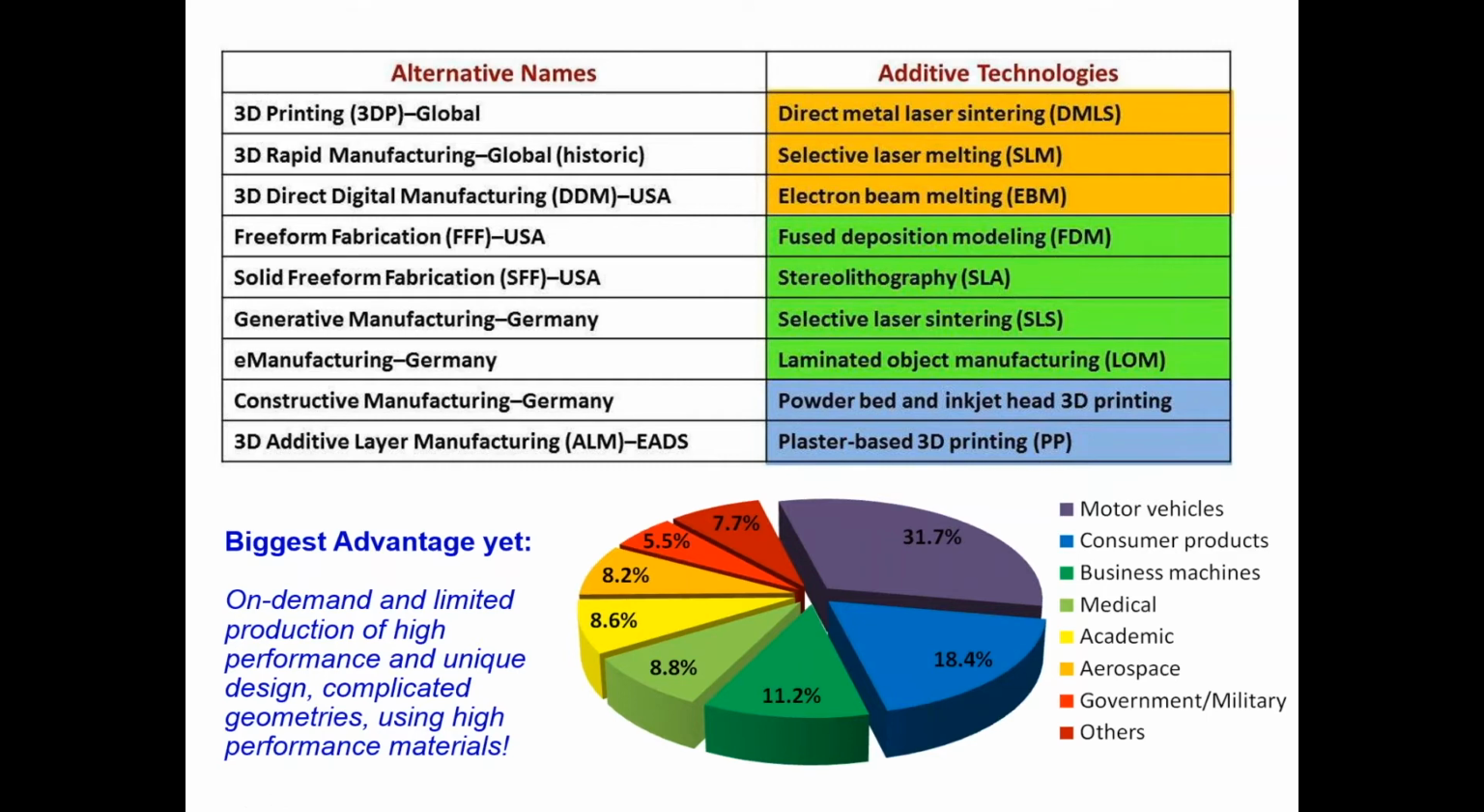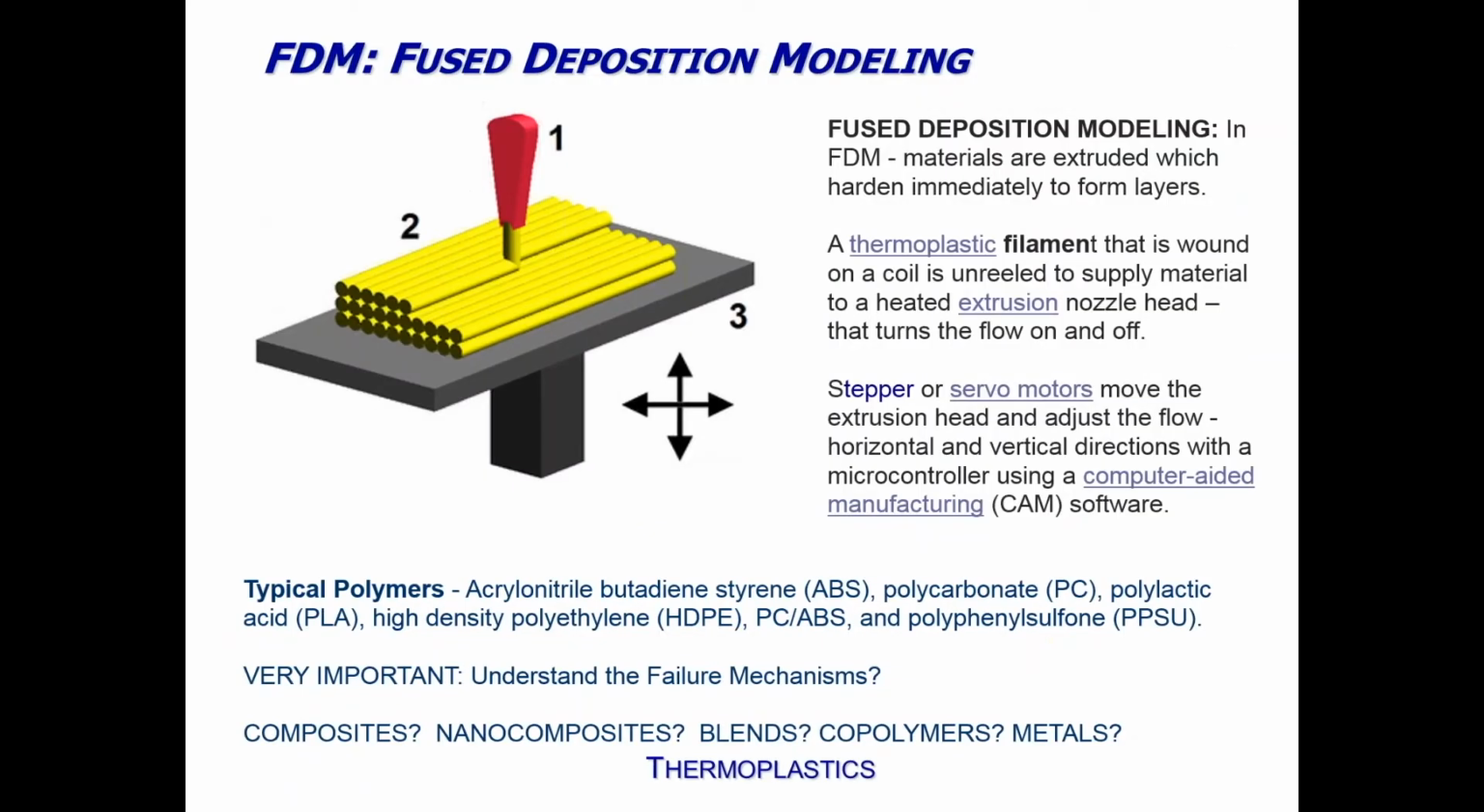So as you can see here, there's a lot of interest in automotive applications, consumer products, biomedical, aerospace. And the biggest advantage yet of 3D printing is on-demand, limited production of high performance, high value, or unique designs or complicated geometries that result in high value adding. Now, there are problems, and I want to emphasize some of this in terms not only of the amount of object produced, but on the material itself.